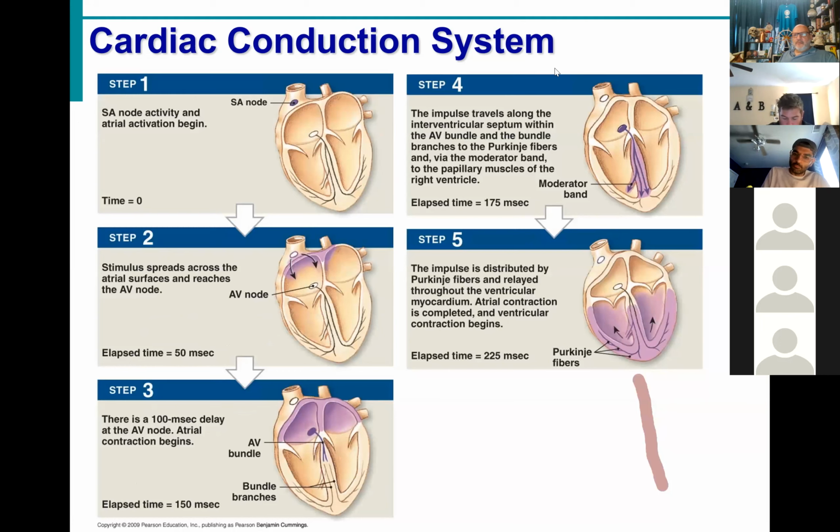All right, so there you go. Those are the 5 components of the cardiac conduction system and how they help to produce and spread that action potential through the heart, leading to the rhythmic and efficient contraction of the heart.